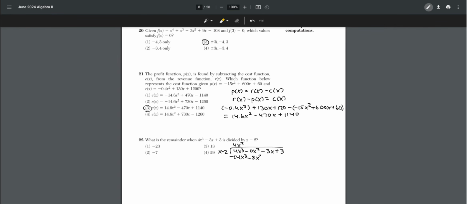Number 22. What is the remainder when 4x cubed minus 3x plus 3 is divided by x minus 2? For this, we can just set it up regularly and divide. The remainder is 29, choice 4.